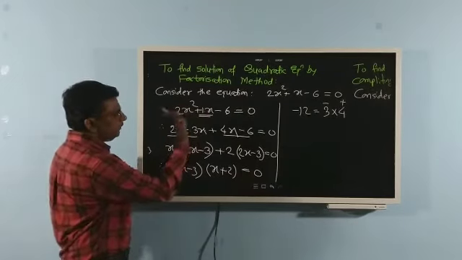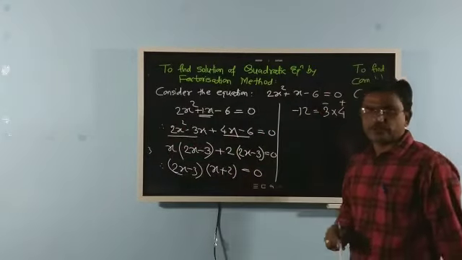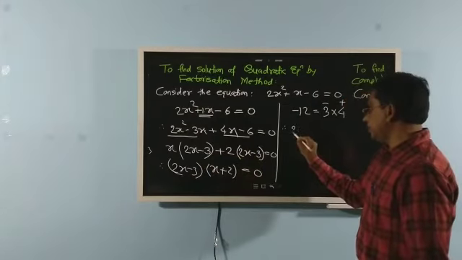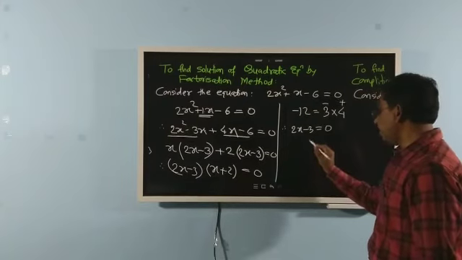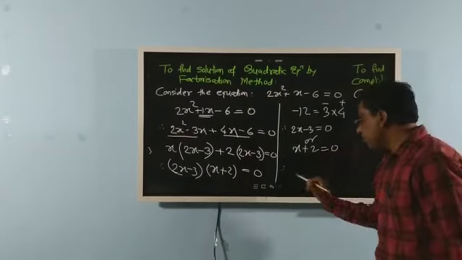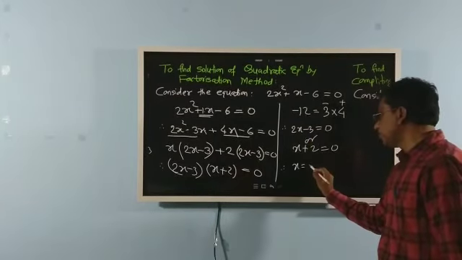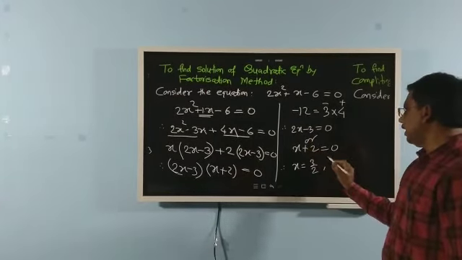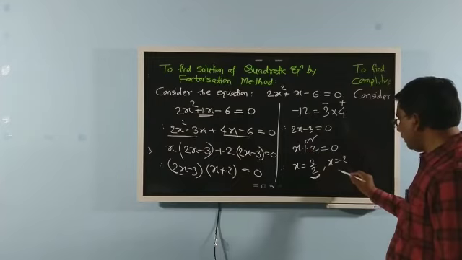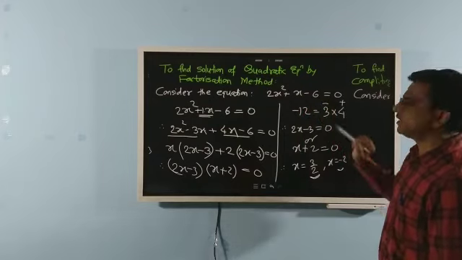Now we have factorized the left hand side: 2x minus 3 and x plus 2. We know that when the product of two terms is 0, either the first one is 0 or the second one is 0. Therefore I write 2x minus 3 is 0 or x plus 2 is 0. And therefore, what are the values of x? Solving 2x minus 3 is equal to 0, x is equal to 3 by 2. And here x is equal to minus 2. So I can say this 3 by 2 and this minus 2 are the solutions of that quadratic equation 2x square plus x minus 6.